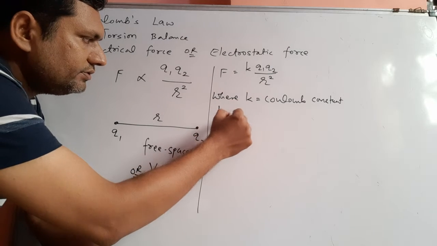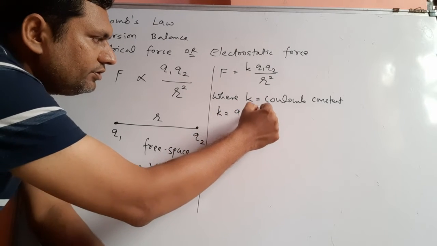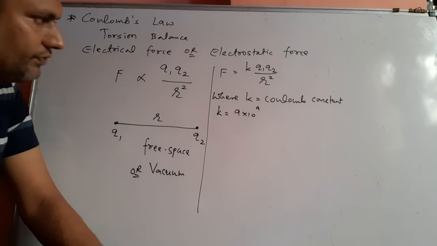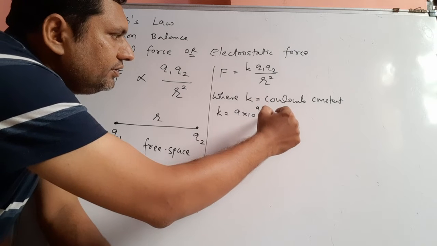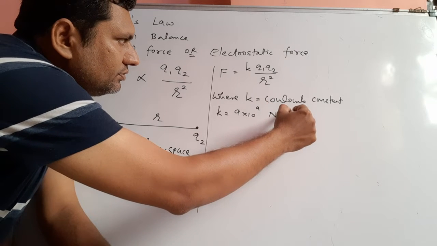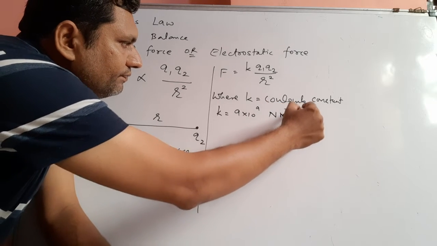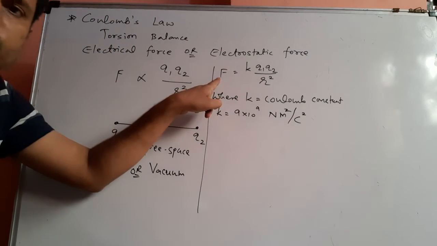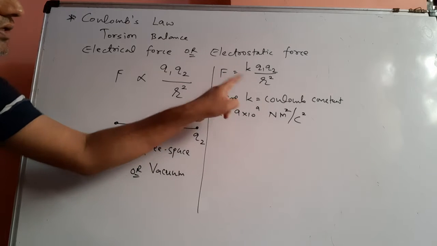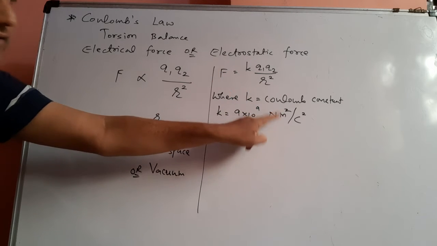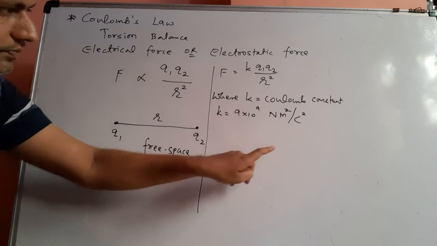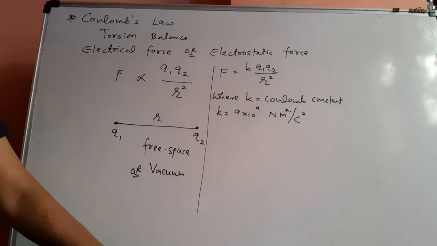Its value is 9 into 10 raised to 9. This is in the SI unit system, and its unit will be Newton into meter square per Coulomb square. See, the unit of force is Newton, r square means meter square, and q1 q2 means Coulomb into Coulomb. It comes in the denominator here, so it is Coulomb square.